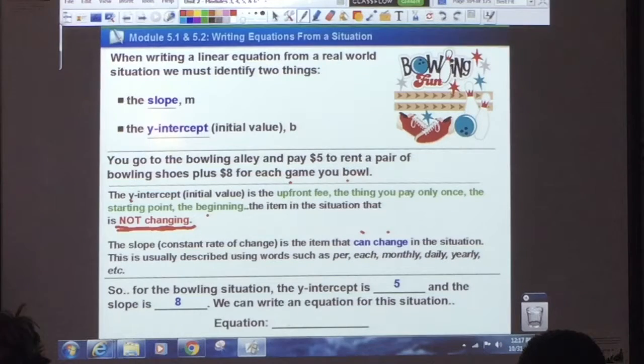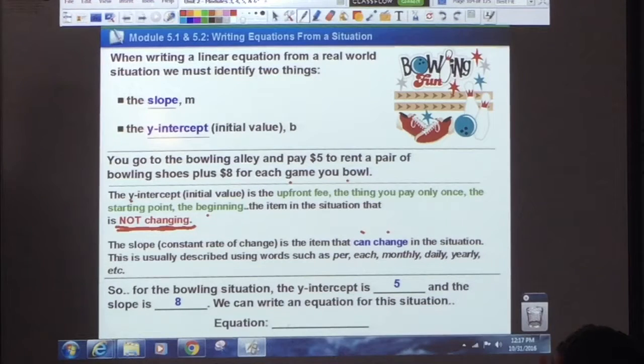That $5 fee ain't gonna change. It doesn't matter if you bowl 100 games. It's just $5 for shoes. Can I write the equation? And then the equation, Adrian, what's my equation? Y equals 5x plus 8.